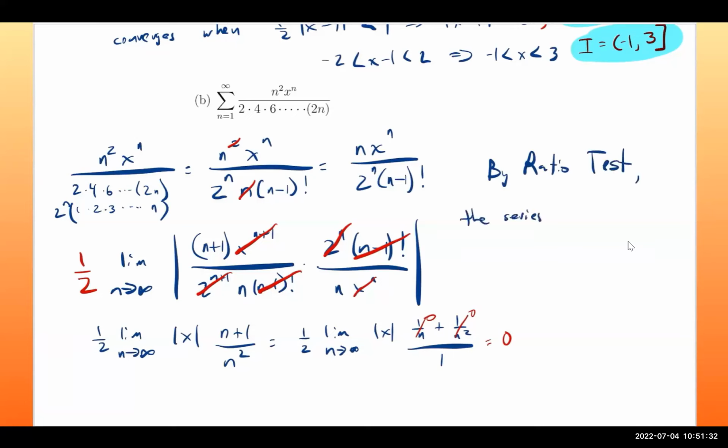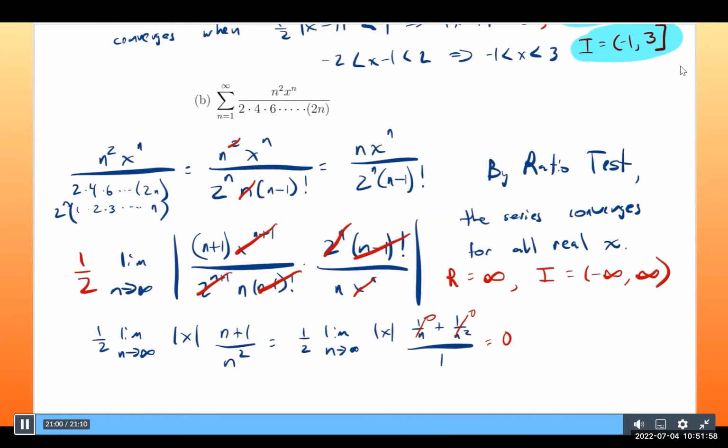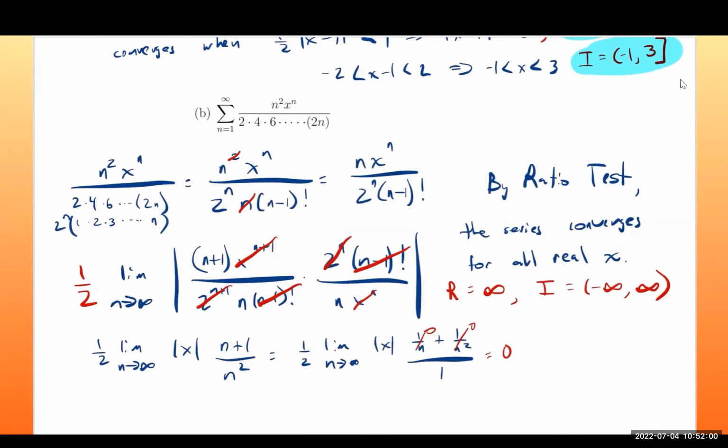The series converges for all real x. That is, the radius of convergence is infinity. The interval of convergence is negative infinity to positive infinity. So whenever you get your limit equal to 0, then automatically by the ratio test, the series converges for all real x, your radius of convergence is infinity, and your interval of convergence is negative infinity to positive infinity, and that is all.